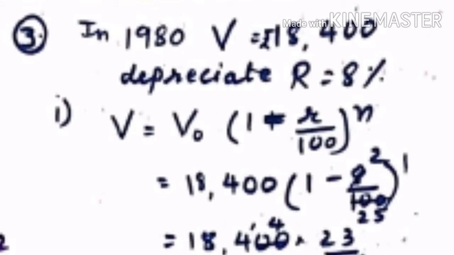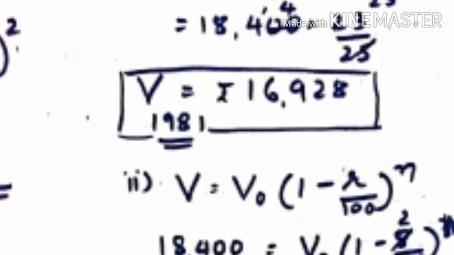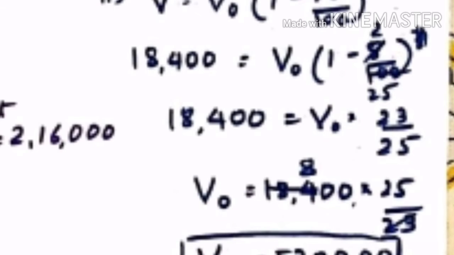18,400. 1 minus 8 by 100, cancellation, 4 2s are 4, 25s are 100, and then we take minus, so that 25 minus 2 I get 23 by 25. Now you see 18,400 into 23 upon 25, I cancelled with 25, 4s are 100, 2 zeros I cancelled. So now multiply 184 into 23, I get the 1981 value, 16,928. Now for another, I will put again the same formula, but the values we keep are different.